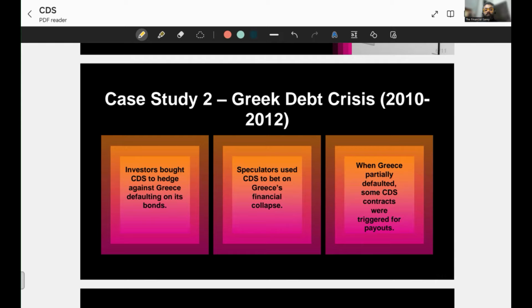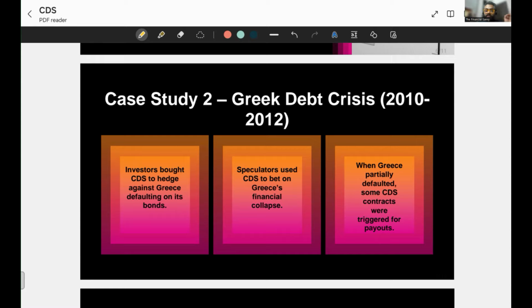If you are lending money to Greece, for example, I'm lending money to Greece, but I fear that maybe in future the Greek government would default. So for covering the future losses, I'll go to the bank and take insurance, and insurance means I'll buy the CDS contract, right? That's the same way investors started buying CDS contracts on Greek bonds, right?